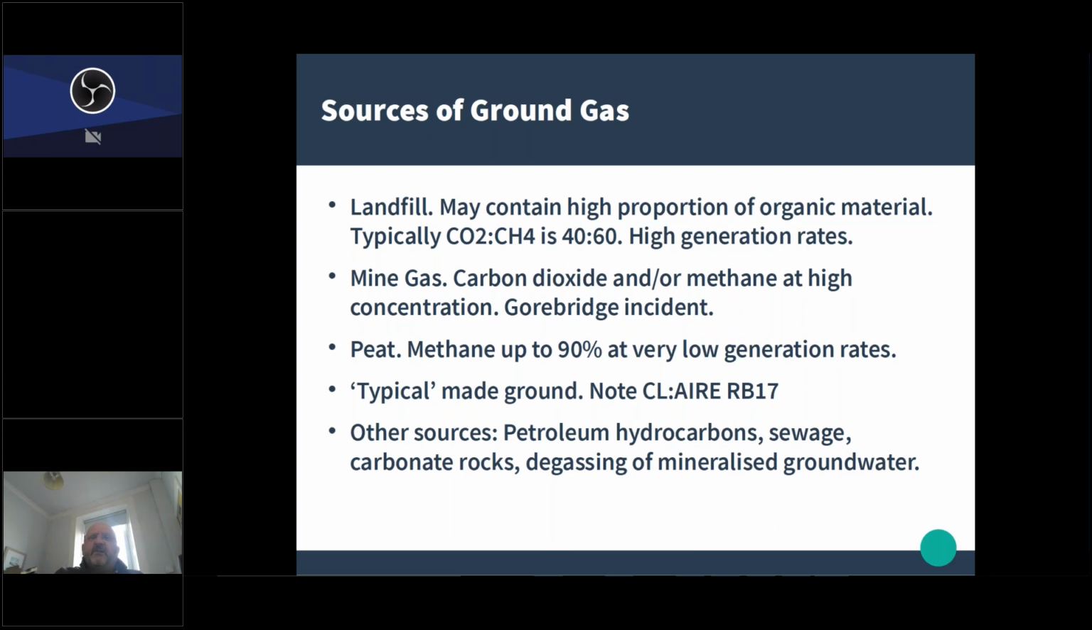There are a few other less significant sources. Things like petroleum hydrocarbons. If you've got petroleum hydrocarbon contamination in the groundwater, it's going to degrade, produce CO2 or methane. Sewage is an obvious one. Carbonate rocks, chalk, can produce carbon dioxide. Degassing of mineralized groundwater. CO2 is pretty soluble in water. Methane is also soluble, but less so. But the CO2 can naturally be there, and in the right conditions, it can degas.